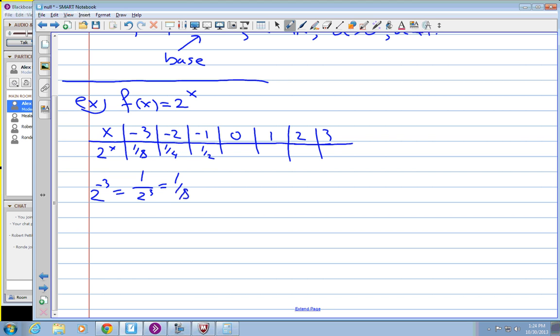What is 2 to the power 0? 1. So anything to the power 0 equals 1, except for 0 itself. We cannot do 0 to the power 0. And then the rest is simple: 2, 4, 8.